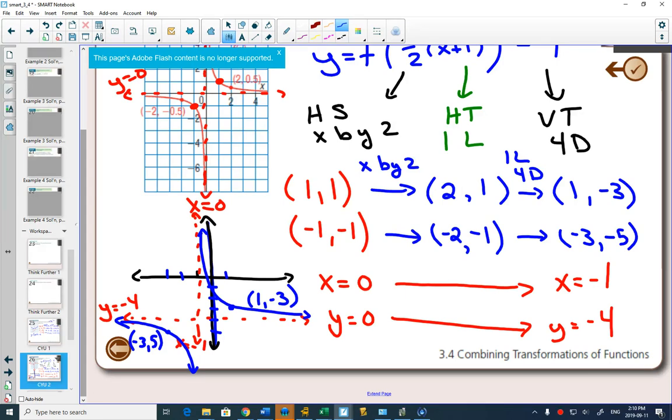Does it look like it's been stretched horizontally, then shifted 1 to the left and 4 down? I think the stretched horizontally is a little bit hard to see in our points, because it still kind of looks the same kind of shape. But the moving of it 1 to the left and 3 down should be really obvious.